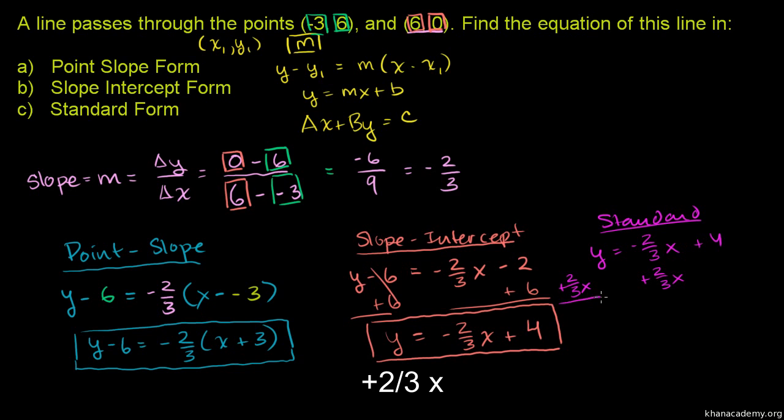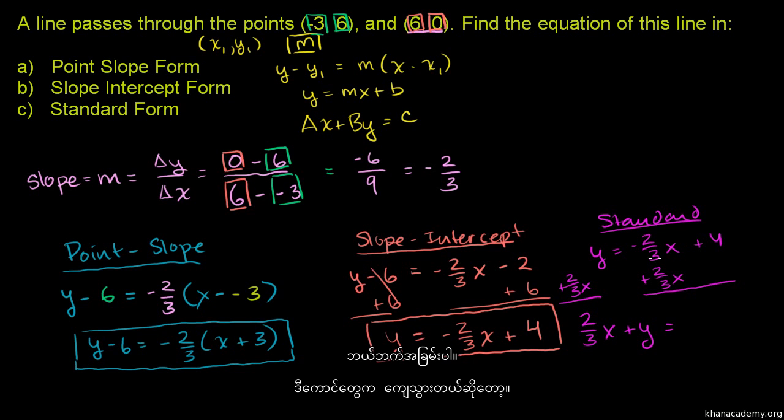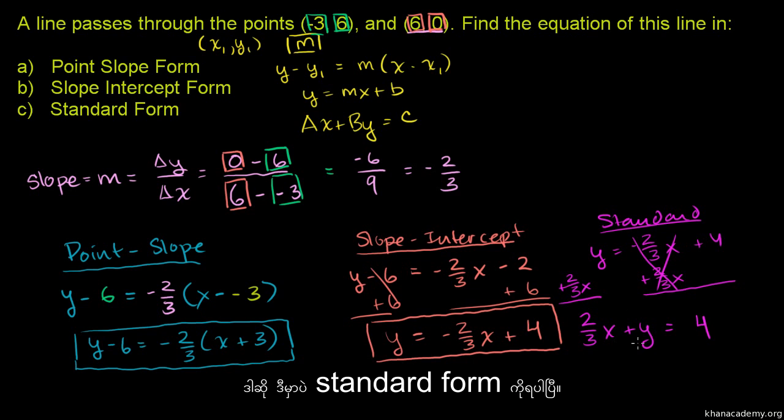Plus 2/3 x. I'm doing that so I don't have this negative 2/3 x on the right-hand side. So the left-hand side of this equation is what? It is 2/3 x, because 2 over 3 x, plus this y. That's my left-hand side, is equal to, these guys cancel out, is equal to 4. So this by itself, we are in standard form. This is the standard form of the equation.